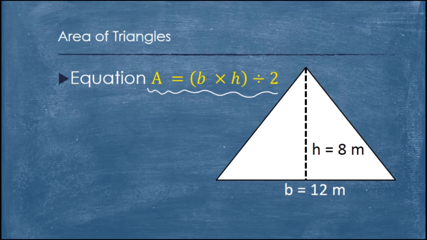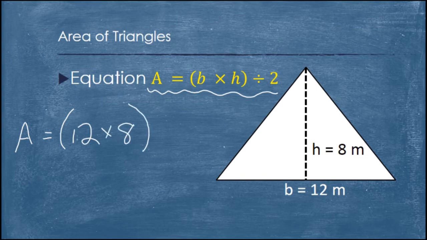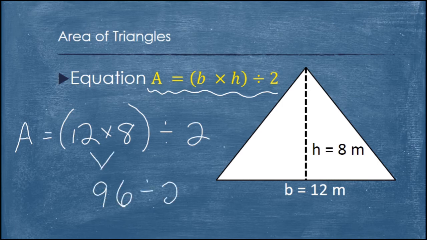So we're going to go ahead and fill in our numbers for the variables. So A equals our base is 12 times our height is 8, and we're going to divide that by 2. So 12 times 8 is 96, divided by 2 equals 48 meters squared.